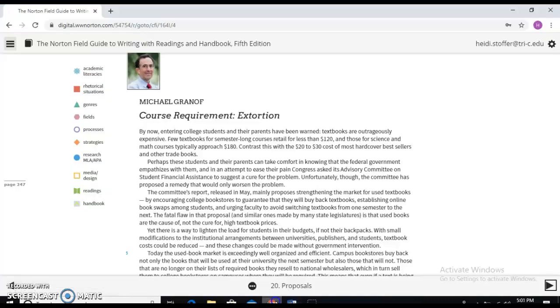So if you look, this is an example from the online text, so it doesn't really show the biography here, but I think in your actual textbook, underneath the author's name, you'll see that there's a little bio about him. And you might say, well, what does that have to do with anything? That might be relevant or something to think about when you're both summarizing and responding to the text. So you'll see here, again, it's this guy, Michael Granoff.